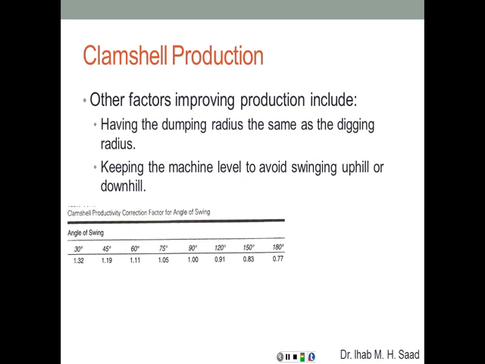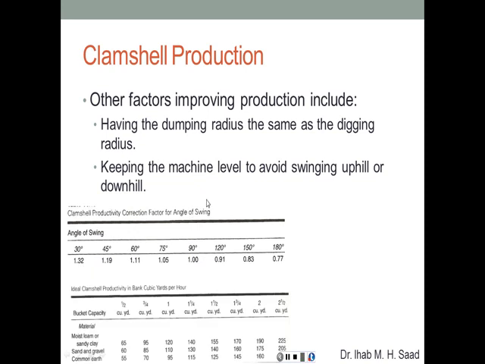Based on the angle of swing, as you can see, if it's 90 degrees, that's going to give you the optimum swing. If it's less than that, it's going to increase the production rate because of a shorter swing cycle. And again, similar to what we have seen before, the ideal production rate is going to depend on the bucket size and the type of soil that you are digging.